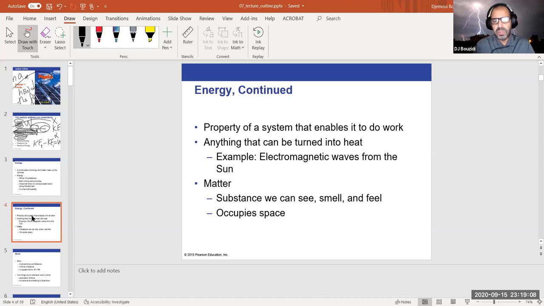Anything can be turned into heat, electromagnetic waves, for example, from the sun. Matter is substance we can see, smell, and feel, and it occupies space.